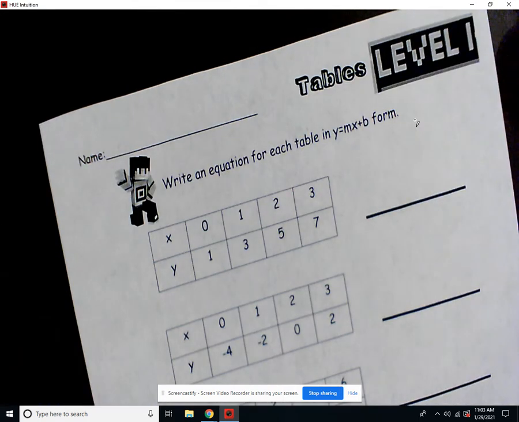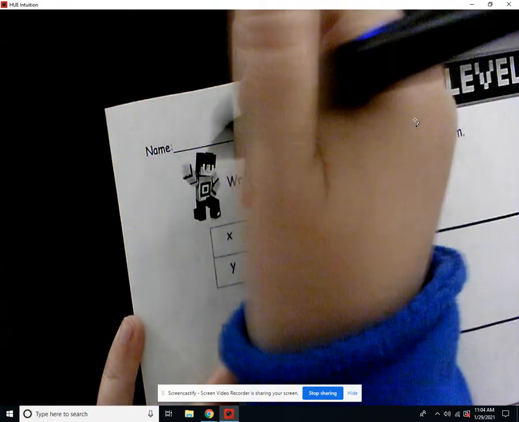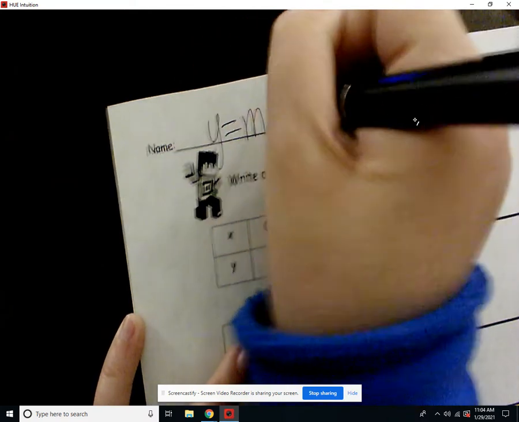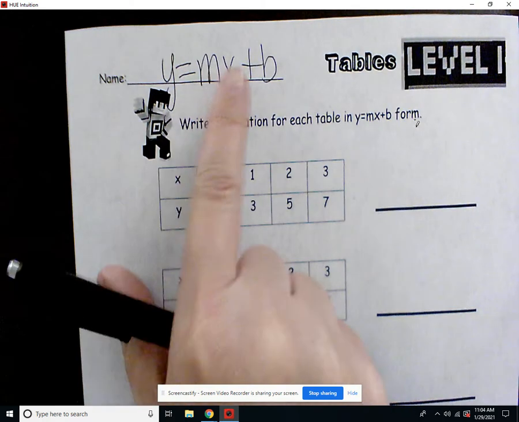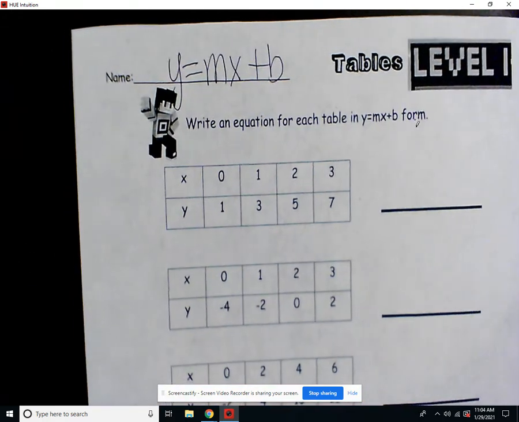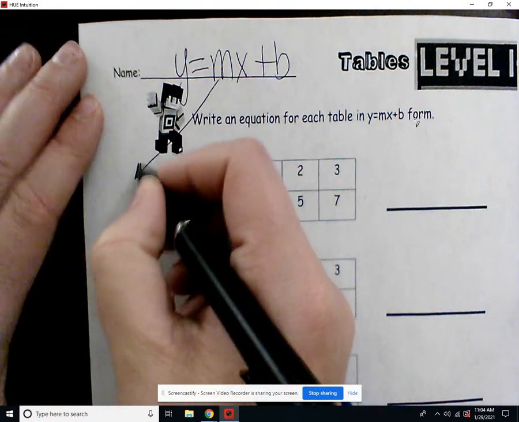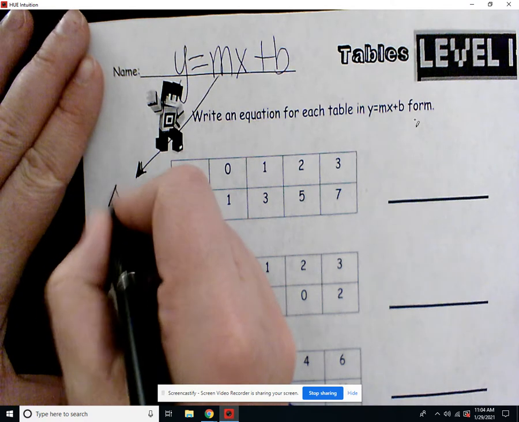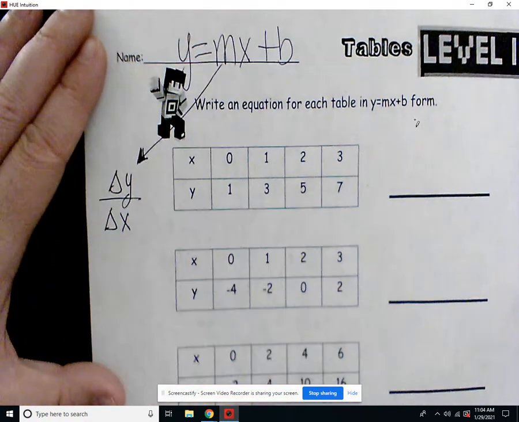All right, for today's lesson, we're going to learn how to write equations for tables. Just like last week, our equations are going to be in the form of y equals mx plus b. So y is y and x is x. M and b are going to be numbers. To find our m, it's not going to be rise over run. It's going to be the change in y over the change in x.